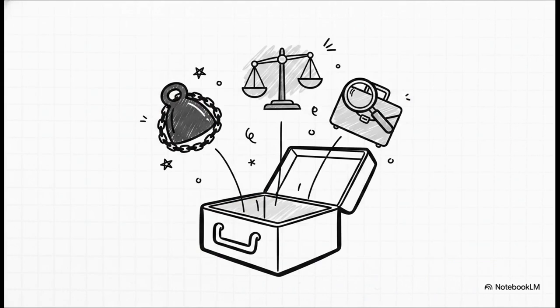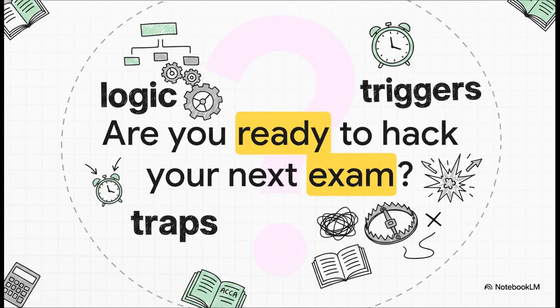So let's review. Find those obligations, compare carrying amounts, and always double-check the business model. You've got the logic, the triggers, and the traps. Now go crush that next financial reporting exam.